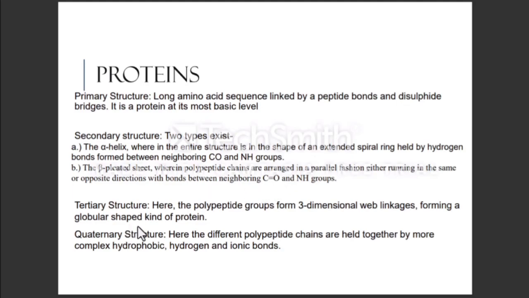Then lastly, we have the quaternary structure. The quaternary structure is simply made up of different polypeptide chains, okay, that are held together by more complex hydrophobic, hydrogen or ionic bonds. Okay, so that is the quaternary structure. So you must know that the quaternary structure consists of at least 2 polypeptide chains. Okay, the tertiary structure consists of just a single polypeptide chain.